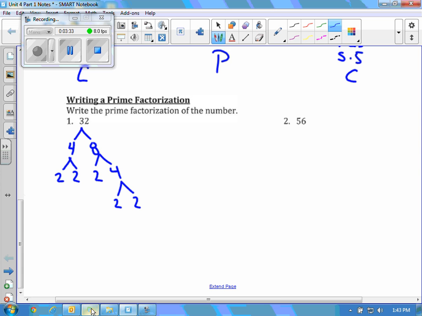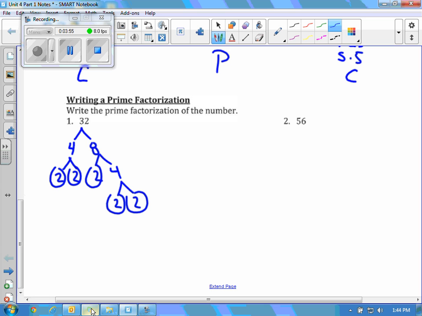Now a lot of people have trouble knowing when they're done with the factor tree. You're done with the factor tree when all of your bottom numbers are prime numbers. Again, prime being they can only have factors of 1 and themselves. So 2's prime, 2's prime, 2's prime, 2's prime, and 2's prime. So I'm done with my factor tree.